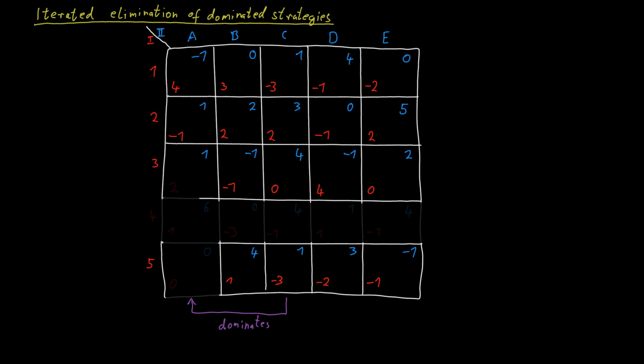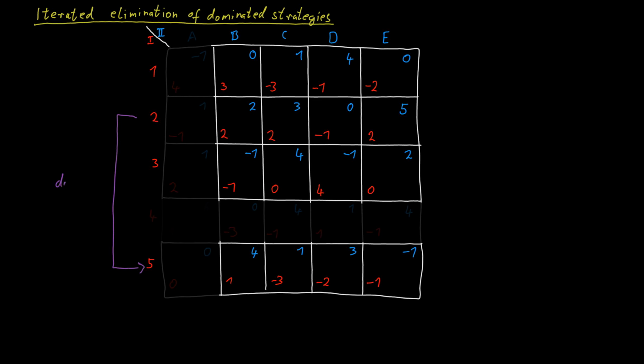Okay, so after eliminating strategy A, we are left with a 4x4 game. So a 2-player game, each player has 4 strategies. And once again, we can stare at this game for a bit and see if there are any dominated strategies. And once again, maybe you can pause the video and see if you can find one. In this 4x4 game, it turns out that there is a dominated strategy again. Strategy 5 is now dominated by strategy 2. So we can erase strategy 5 from the game.